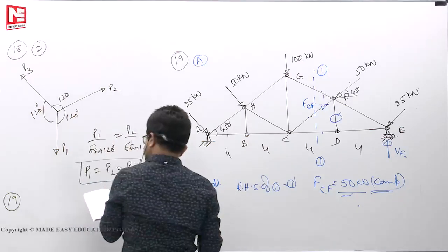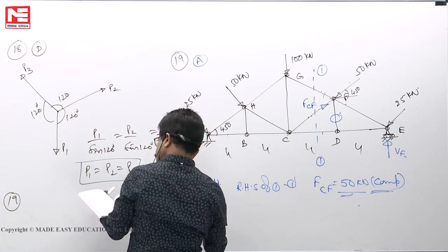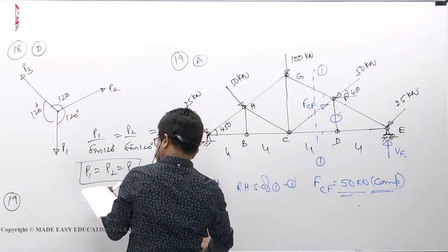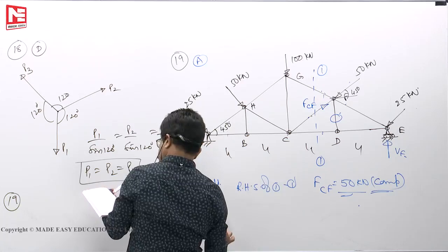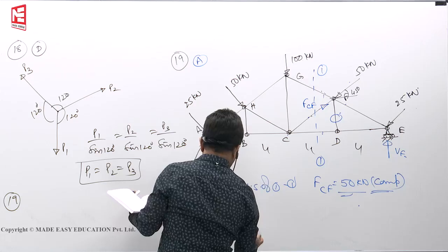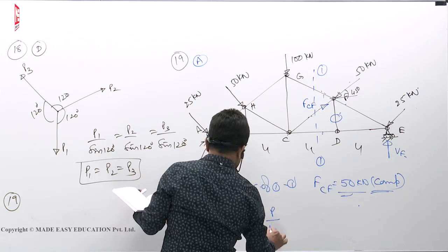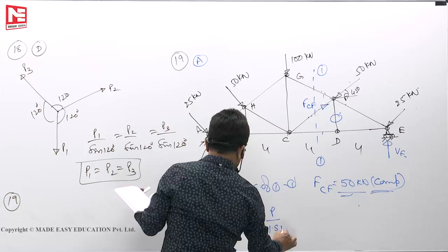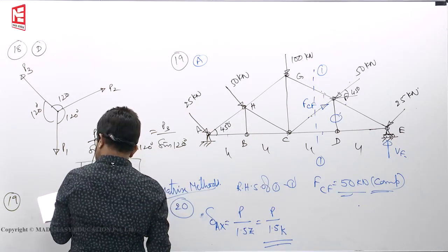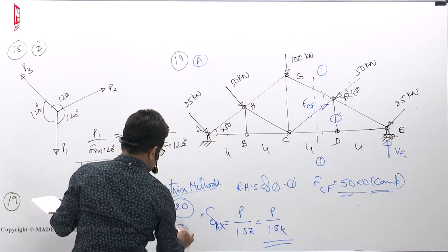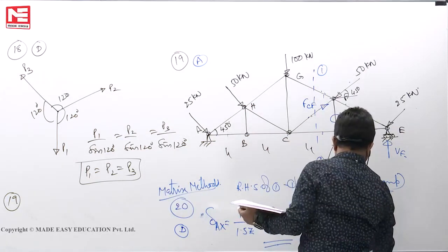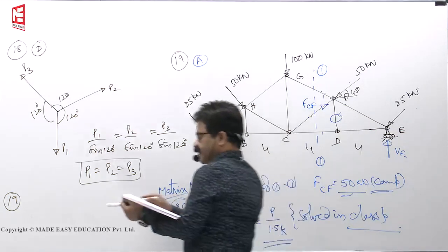Stiffness matrix method. We found that P required is... what is the horizontal displacement? Delta AX. We have solved it as P by 1.5 into Z. That Z has been given as 1.5 K, that's all. So P by 1.5 K. That means D is the option. This we solved in the class. Next, 21.